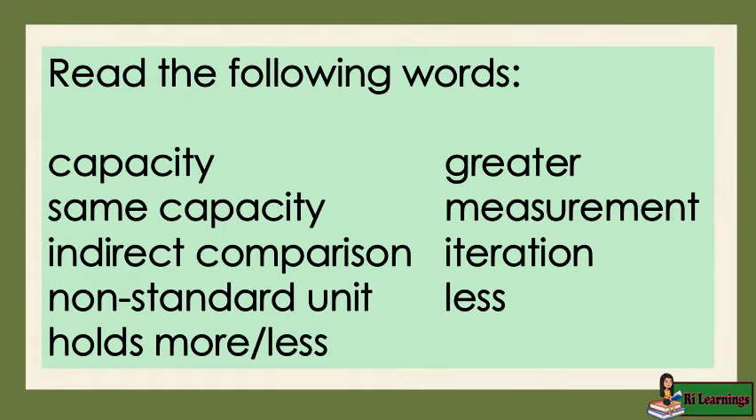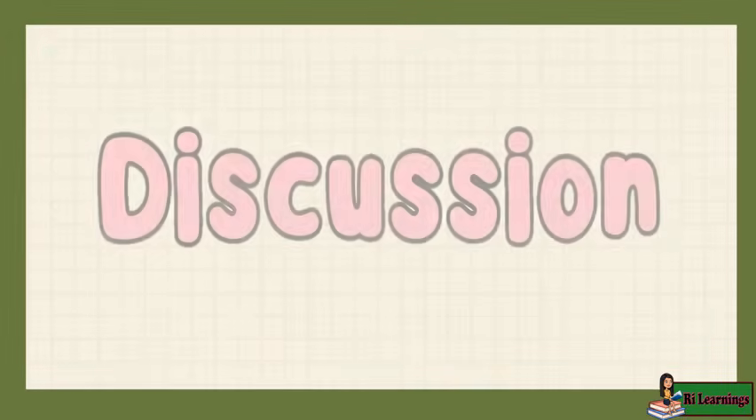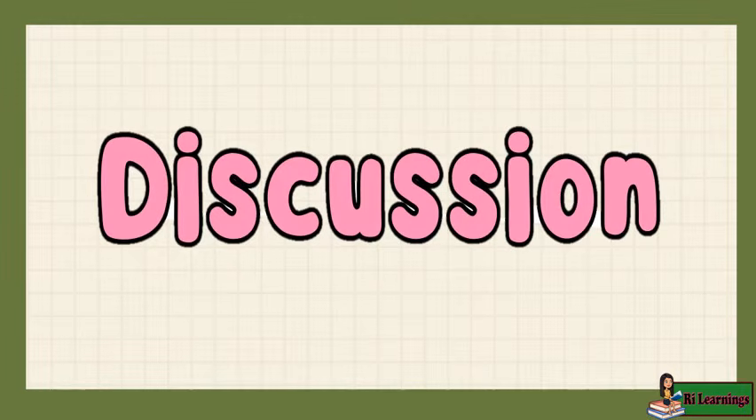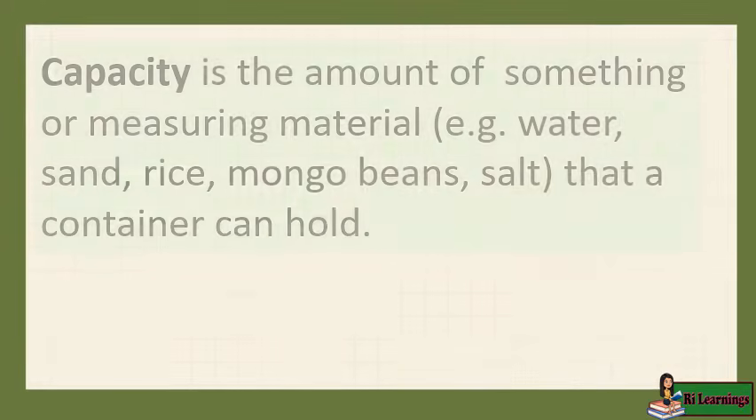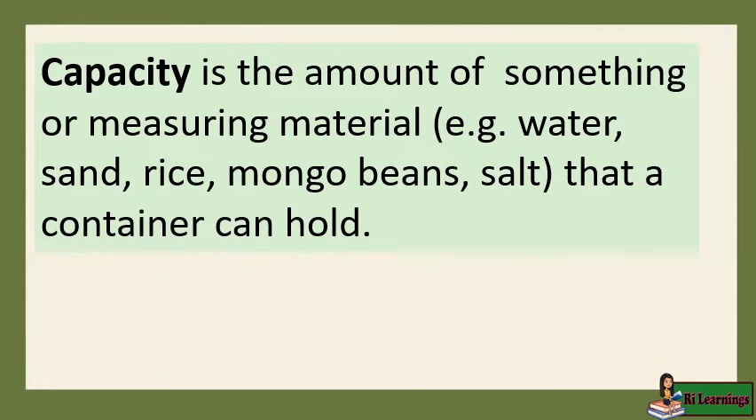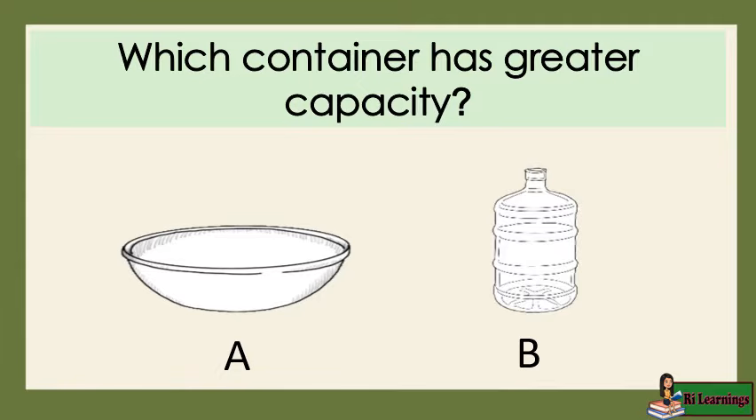Read the following words. Capacity is the amount of something or measuring material, e.g. water, sand, rice, mango beans, salt, that a container can hold. Which container has greater capacity?